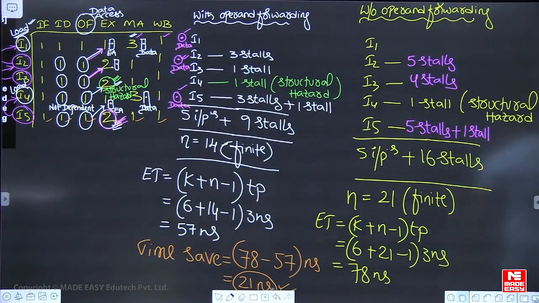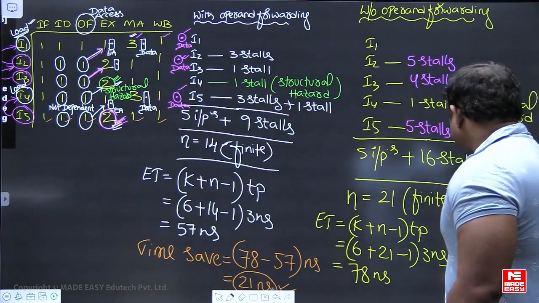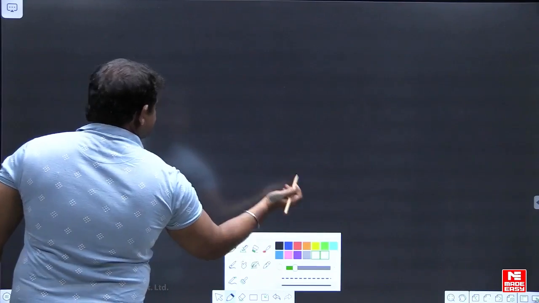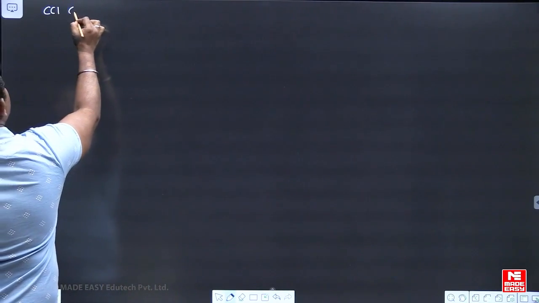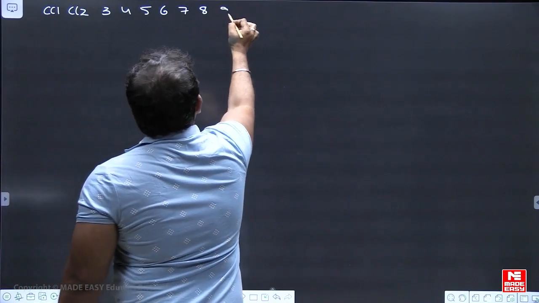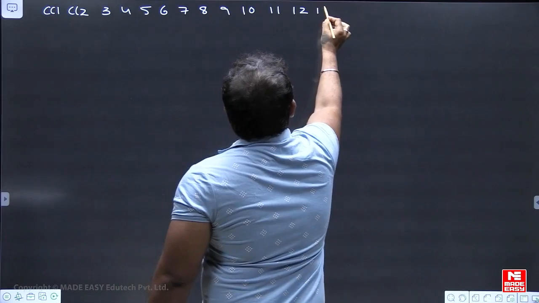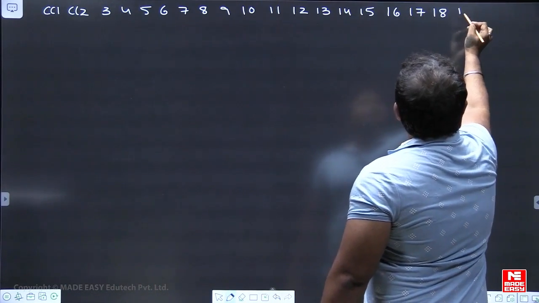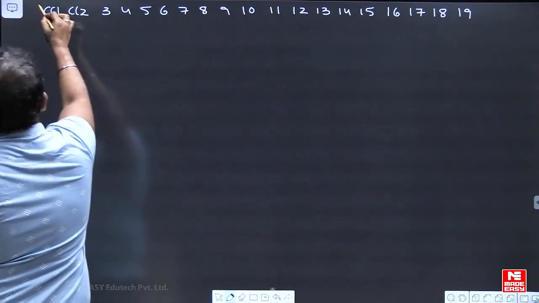So let me explain the same concept by drawing the space-time diagram. If some students are not getting the concept, then I will explain it with a space-time diagram. Okay, right. Let me draw the space-time diagram. Cycles: clock cycle 1, clock cycle 2, like this, 3, 4, 5, 6, 7, 8, 9, 10, 11, 12, 13, 14, 15, 16, 17, 18, 19, like this. These are the clock cycles.